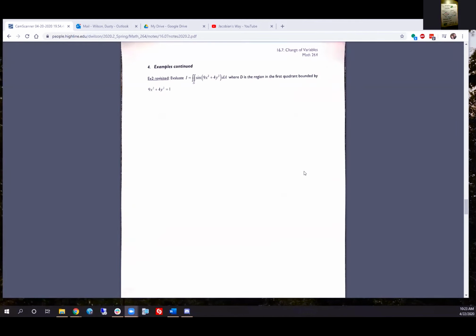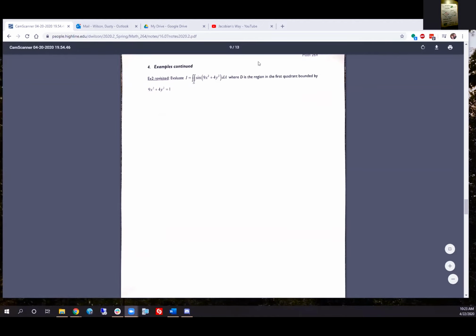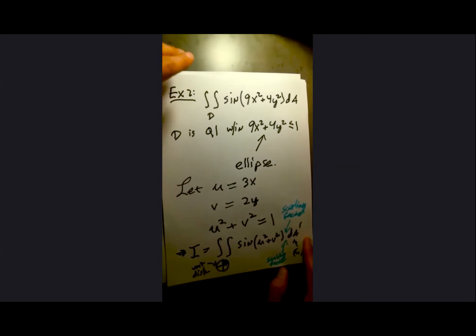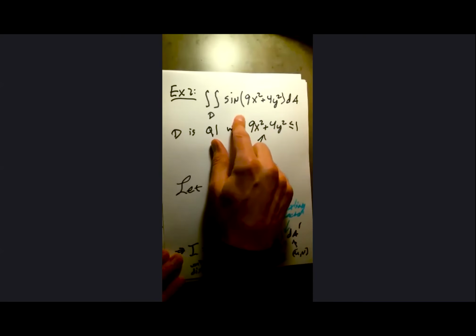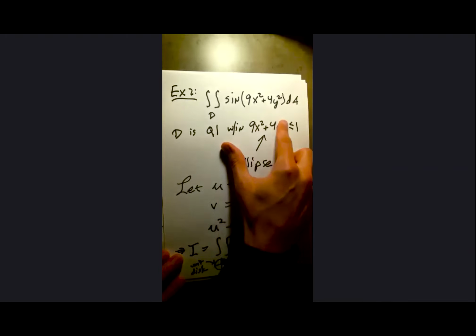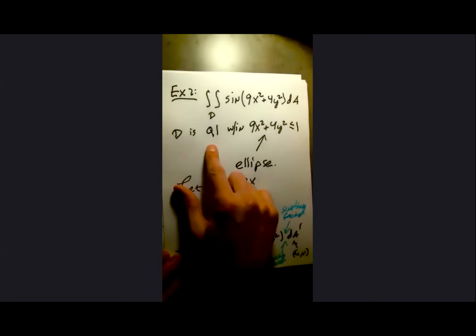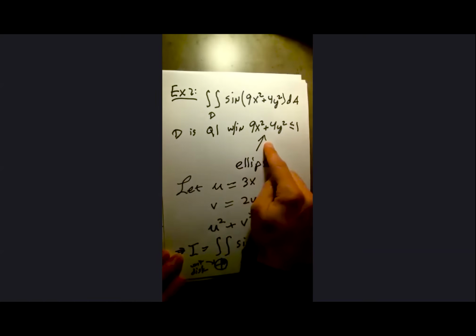So when we were working on this yesterday, we had a couple of examples that we set up and left without a specific scaling factor. So I'd like to continue those questions and see if we can work them through to their completion. So in example 2, we had this double integral of sine of x squared plus 4y squared dA, and we were looking across the region D, which was in the first quadrant, enclosed by this ellipse.